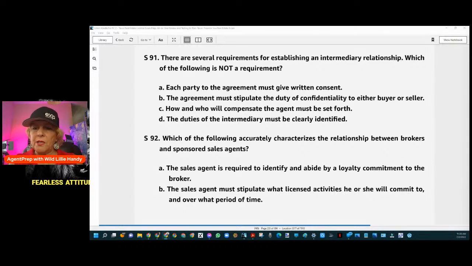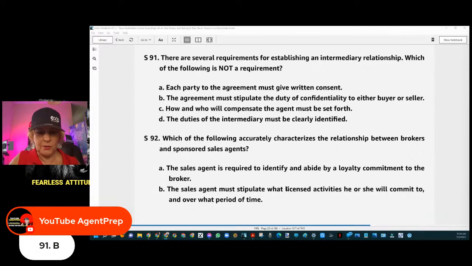Intermediary agreements are specifically designed to avoid one-sidedness. Confidentiality to one party would not be acceptable, right? Duties, however, must be spelled out as well as the compensation plan. So the intermediary broker has to keep confidentiality for both parties, not just one. No preferential treatment. On B, it said confidentiality to either buyer or seller, and it has to be confidentiality to both. Okay.